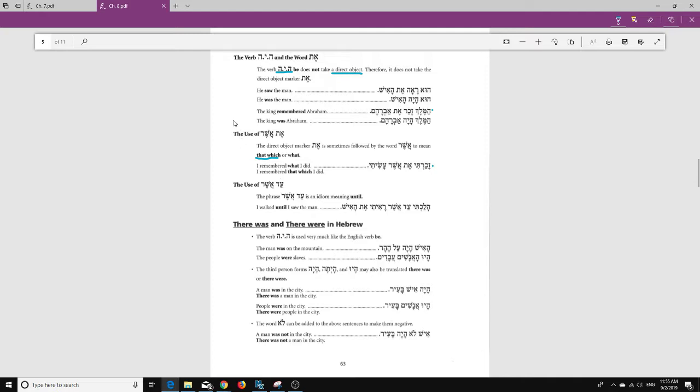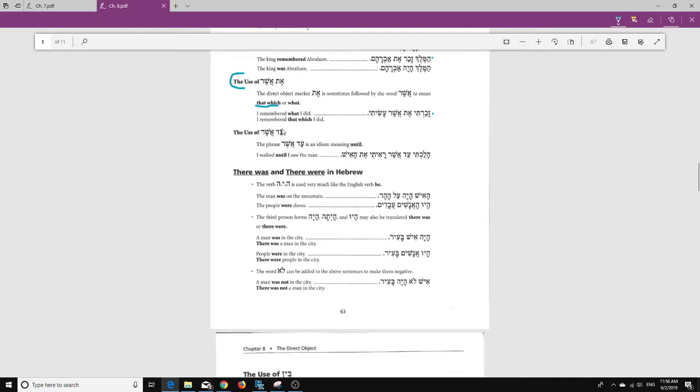Okay, so this is a special use. You'll need to keep this in the back of your mind that if you come across this sentence and you're trying to translate it and it doesn't quite make sense, just remember that you could go that which or what. So let's pretend like we forgot about this rule. I remembered that I did. Well, that doesn't really make sense. Maybe it could mean what. Et asher. I remember what I did. Okay? So just kind of keep that in your back pocket ready to use.